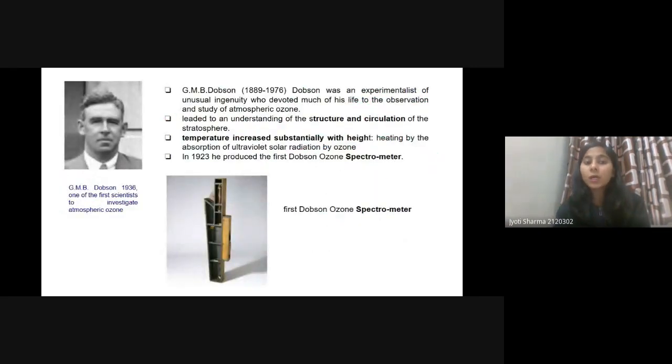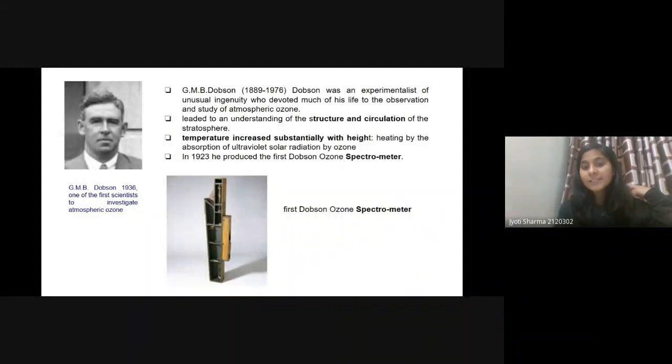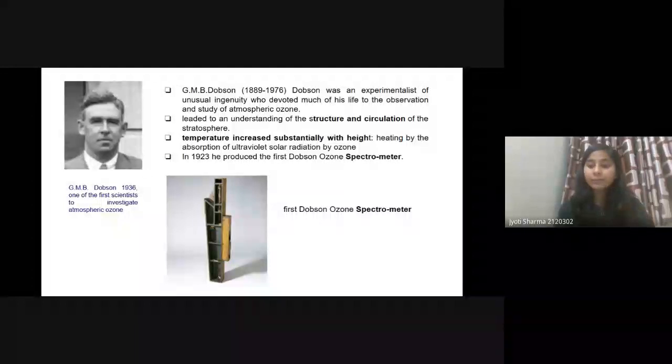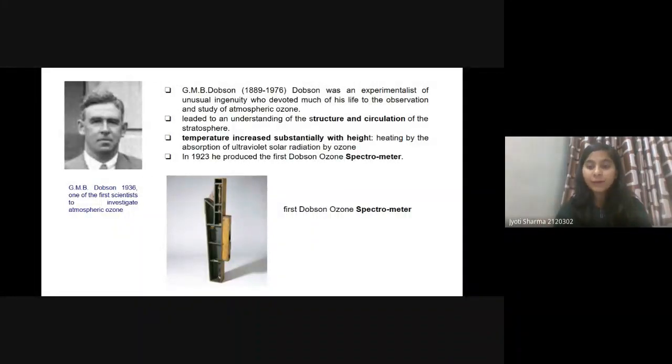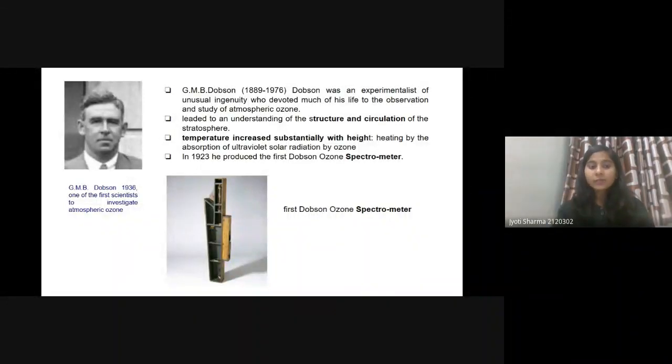Then he also led to an understanding of the structure and the circulation of the atmosphere. What is the structure, how the stratosphere circulates, what type of gases the stratosphere has. Such kind of things he revealed. And then in 1923 he produced the first Dobson ozone spectrometer. So he created an instrument by which we can measure the ozone. So this was all about Dobson.